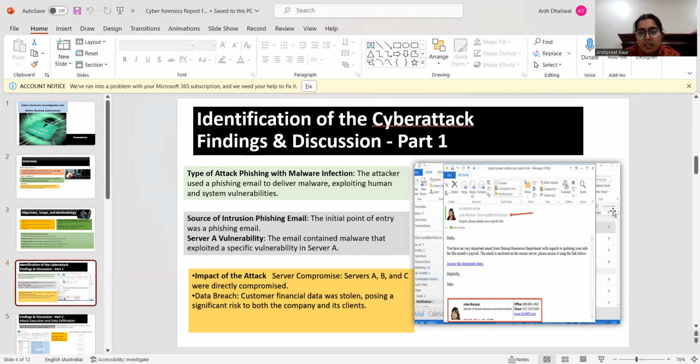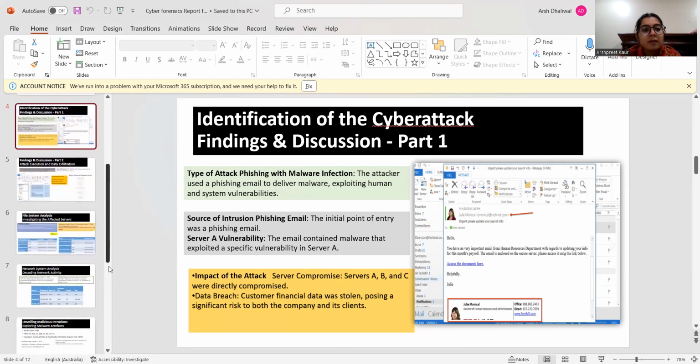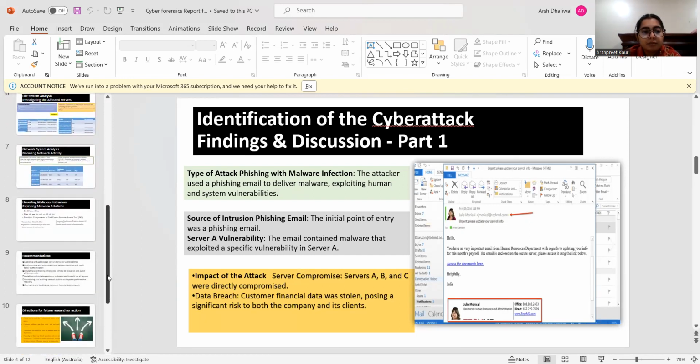For example, someone is sent a message saying, hello, you have a very important email from the Human Resources Department regarding uploading the information of your payroll. When the person checks this mail, they think, oh, my pay rate is high, and that is why they are sending these types of mail, so that people find it convincing.